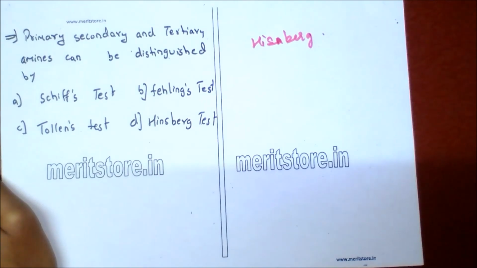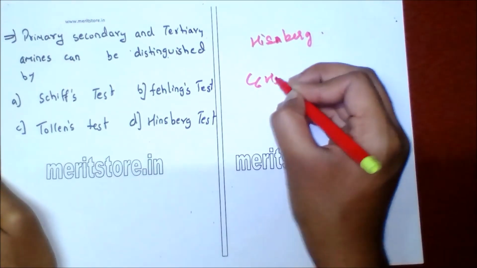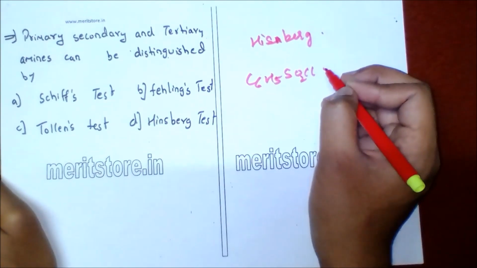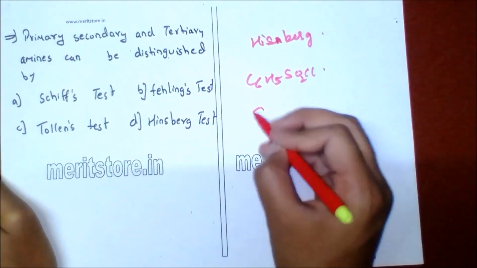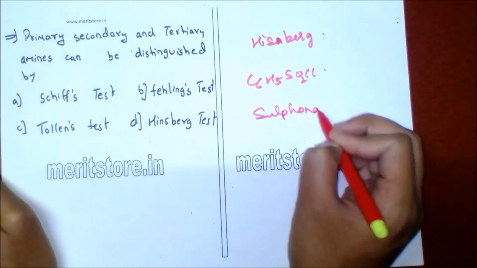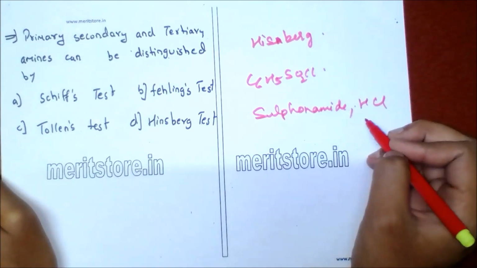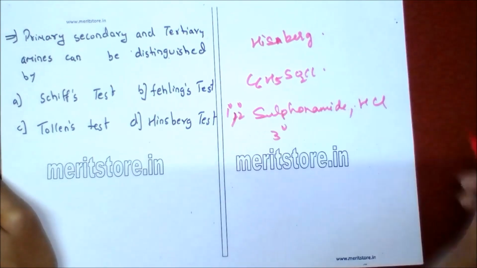Or Hinsberg's method. In Hinsberg's method, benzene sulfonyl chloride, that is C6H5SO2Cl, known as Hinsberg reagent, is used. Primary and secondary amines react to give a sulfonamide derivative with loss of HCl, whereas tertiary amines do not give any isolable product other than the starting amine.